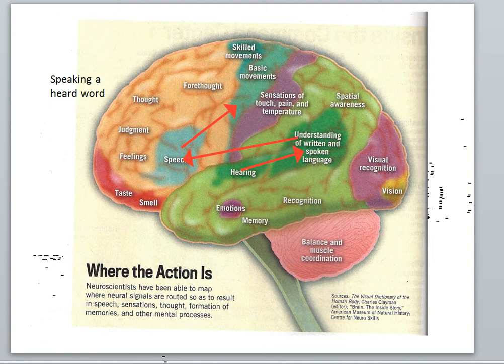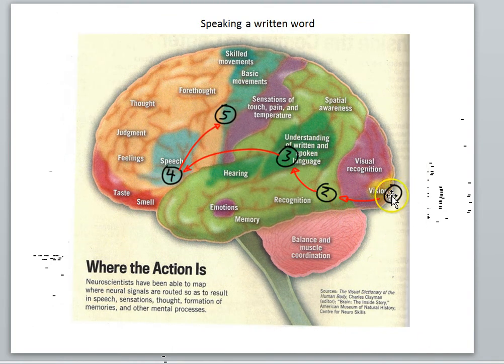Notice then the flow of information for speaking a written word or for hearing a word here. It means that if you have damage to different parts of this system, you will have different symptoms. And so this has been part of how researchers have mapped out the flow of information in the language systems, is to study people who have damage to different parts of the brain.